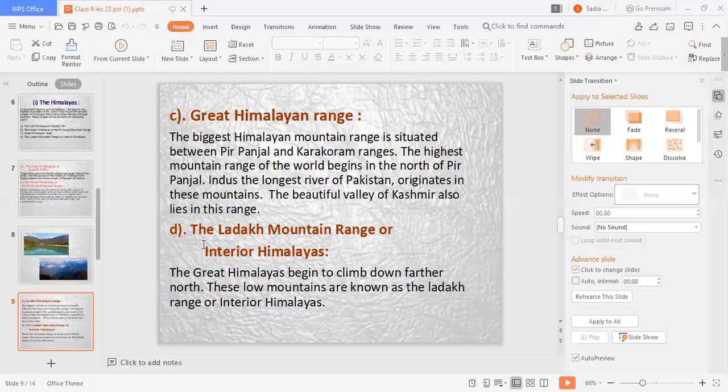So last one, these are the four parallel, remember these are the four parallel ranges of the Himalayan mountains. So fourth one is the Ladakh mountain range or interior Himalayas. The Ladakh mountain range or interior Himalayas. So the great Himalayas began to climb down farther north. These low mountains are known as the Ladakh range or the interior range.